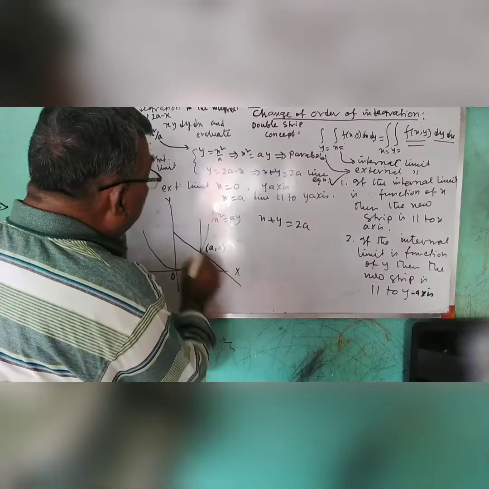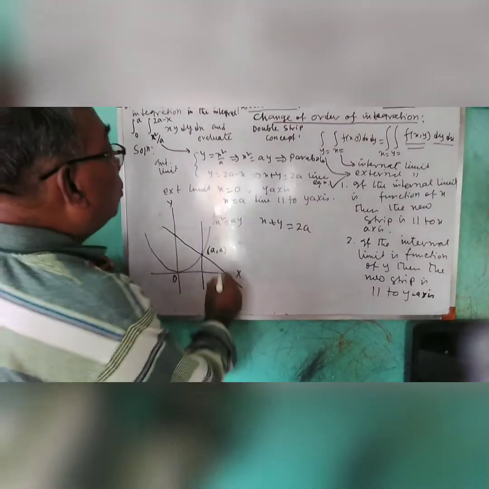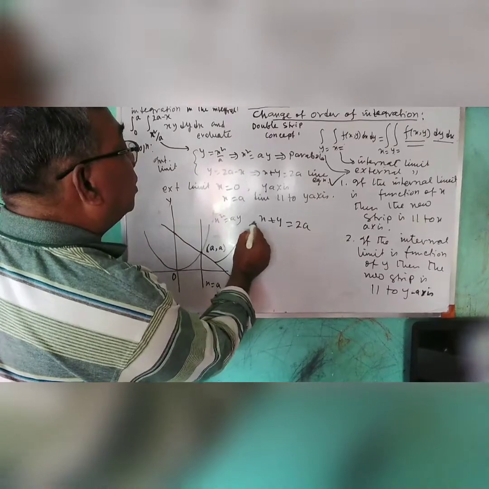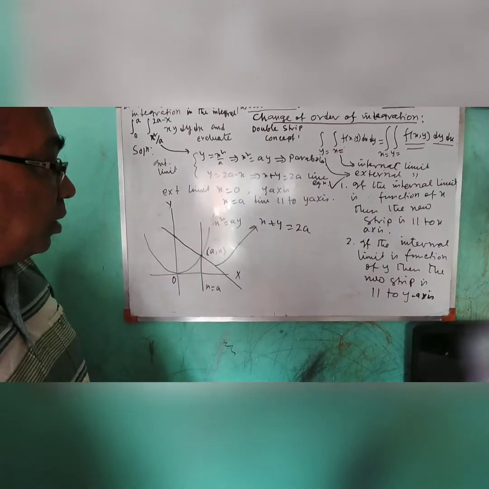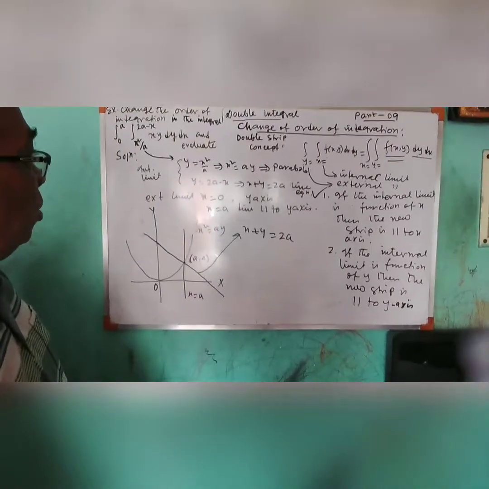This is the equation of the line. So this line equation is this. Okay.